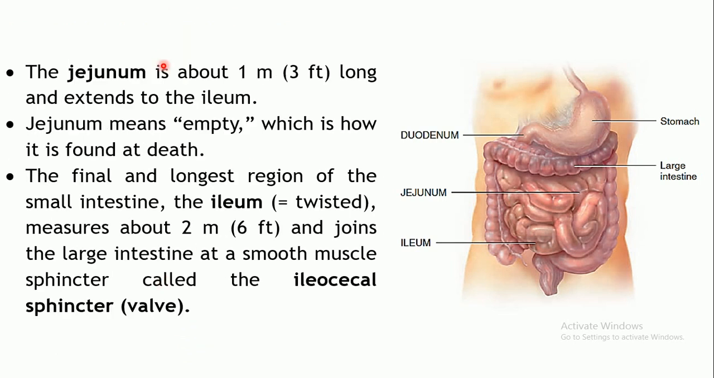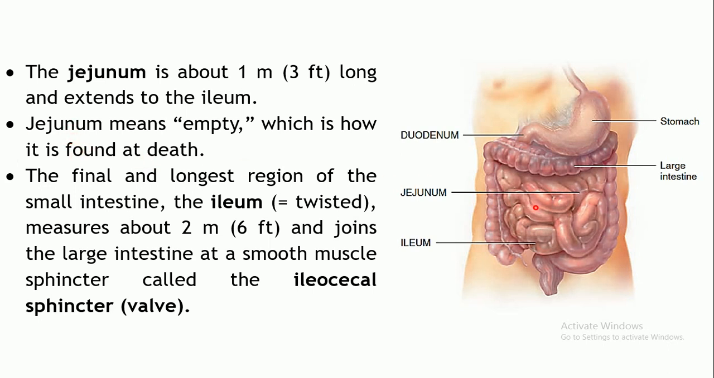Then the next part of the small intestine is the jejunum. The duodenum is just 25 centimeters from the beginning of the sphincter. It is continued as the jejunum, which is round about 1 meter long, and it extends up to the ileum, which is the last part of the small intestine. Now the actual meaning of the term jejunum is empty, because it was found empty at death. That's why it was called jejunum.